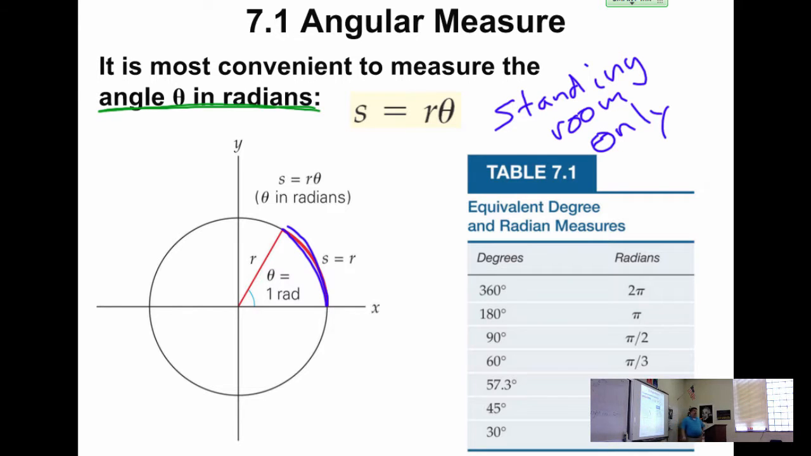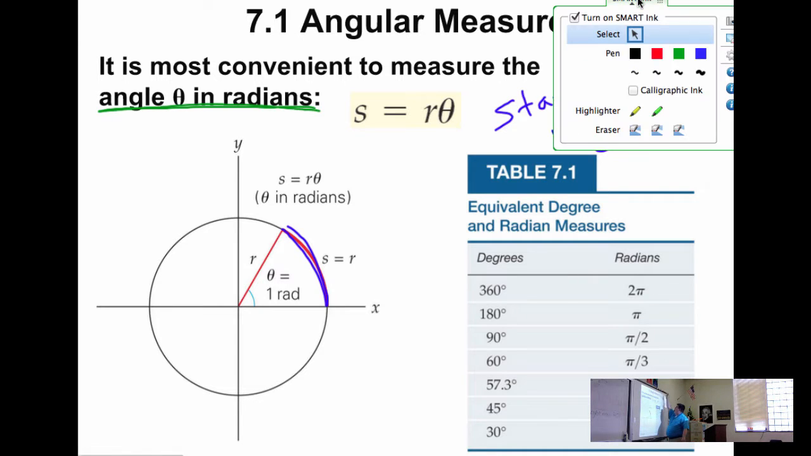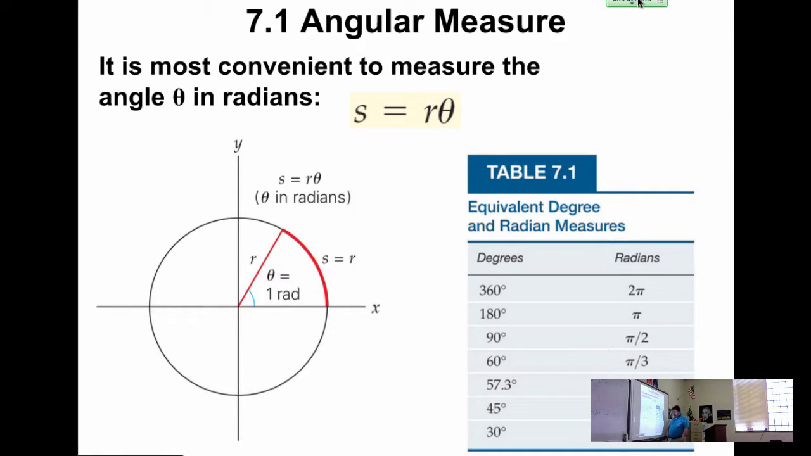Okay? Always in radians. Now, to the right, I've got some conversions. 360 degrees is equal to 2 pi. 180 degrees is equal to pi. Now, if you know that relationship, you can always find it by setting up a proportion. Do you guys remember how to do that? No? Yes? No? Let's clear this out. Let me show you.